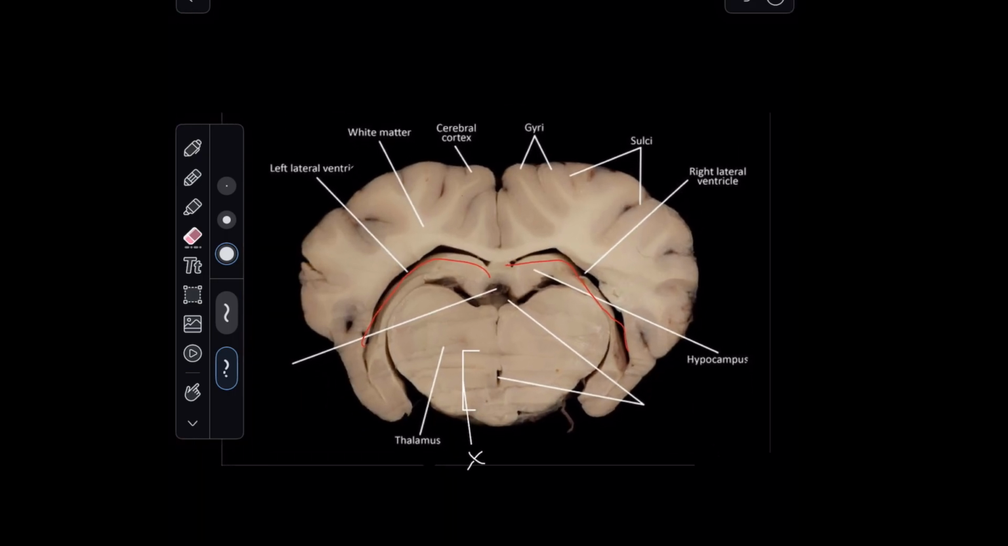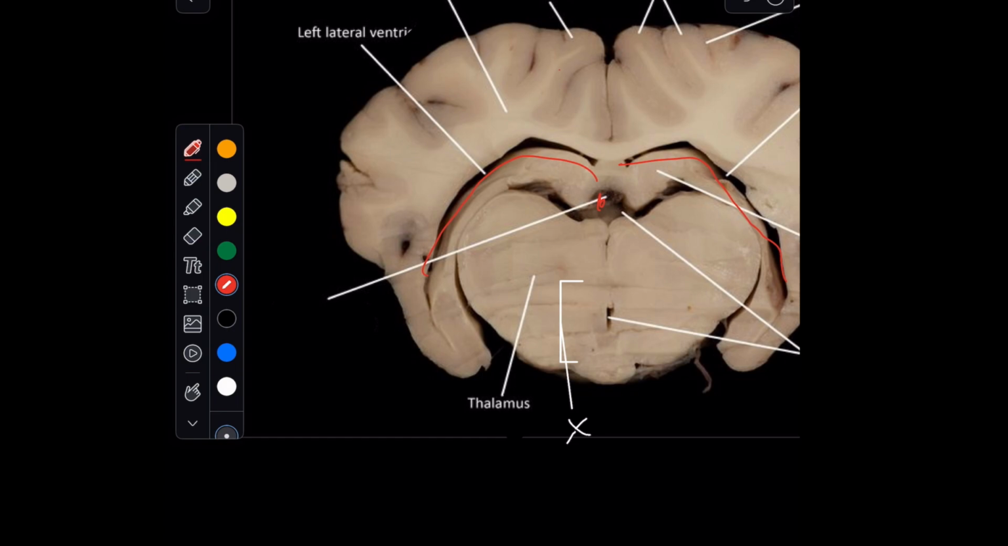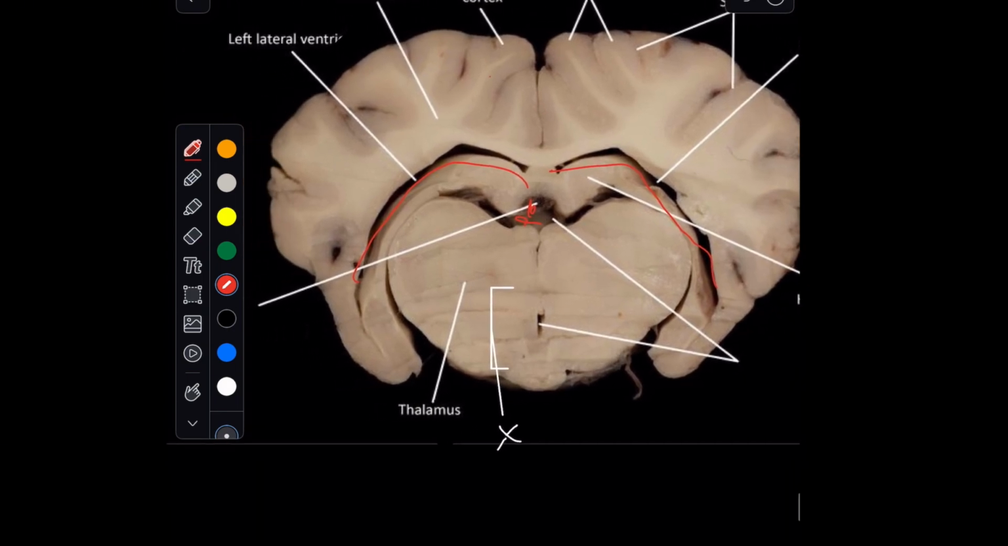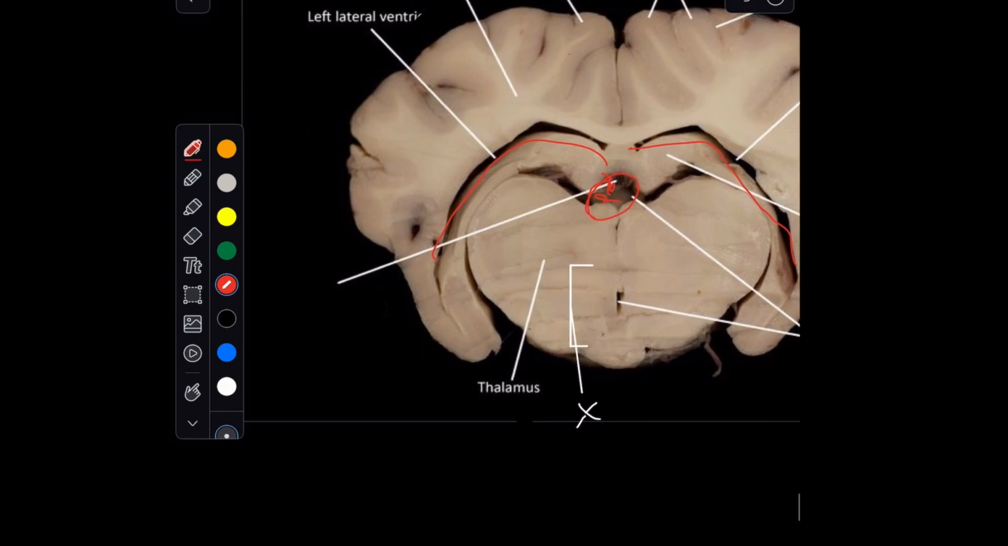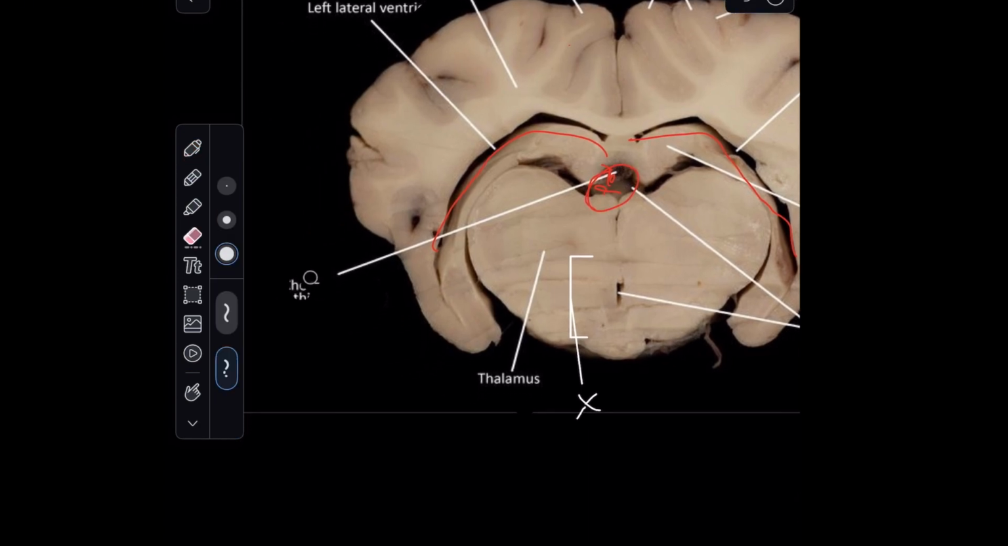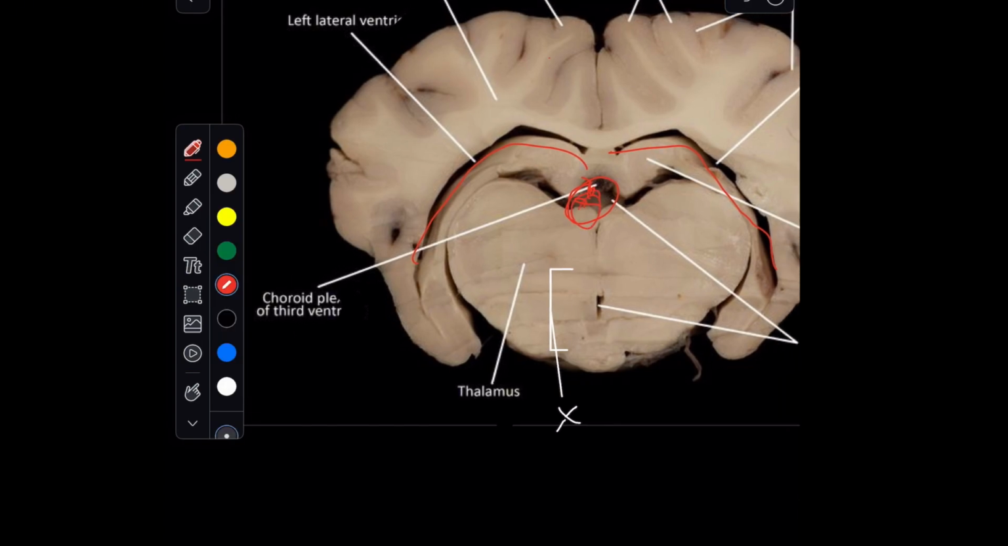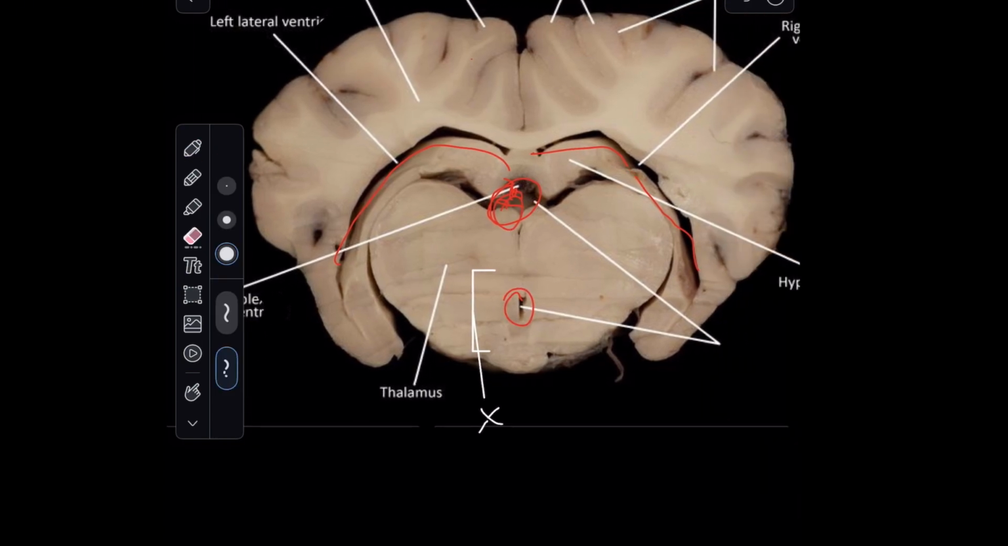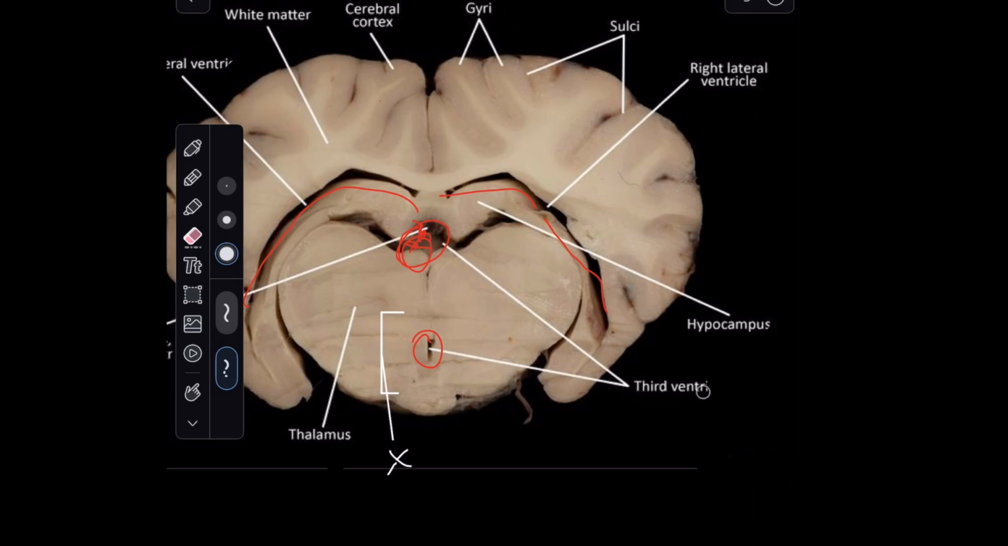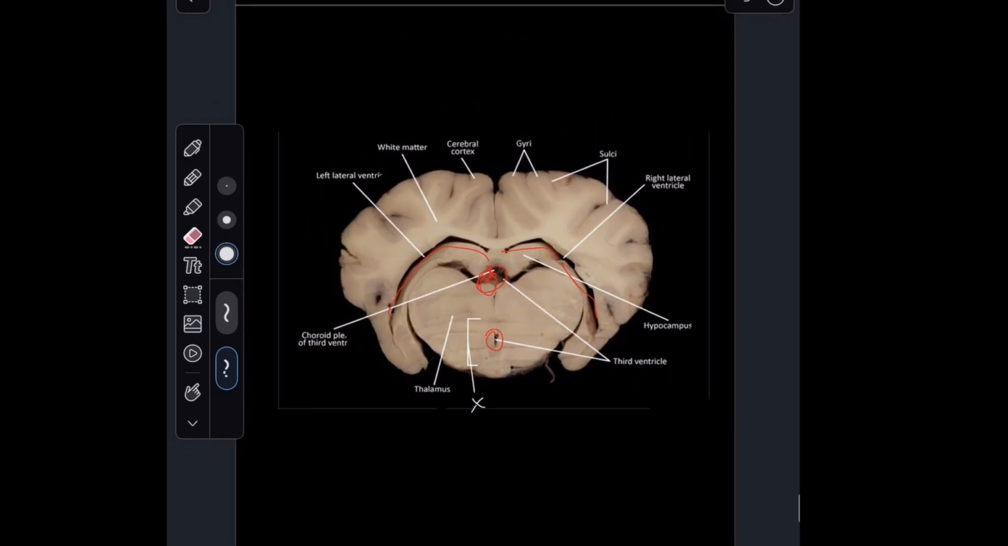Okay, and then here, that structure right there above the third ventricle is somewhere here, going like that, right? This structure right here is the choroid plexus. That right there is the choroid plexus. And then again, this structure underneath, and this as well, is the third ventricle. Cool.